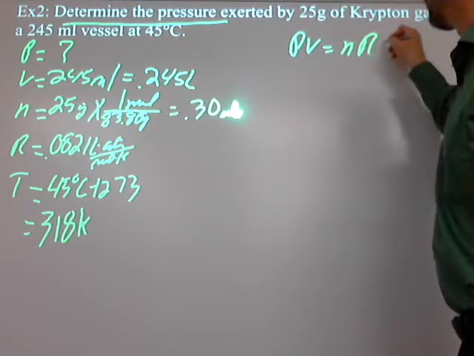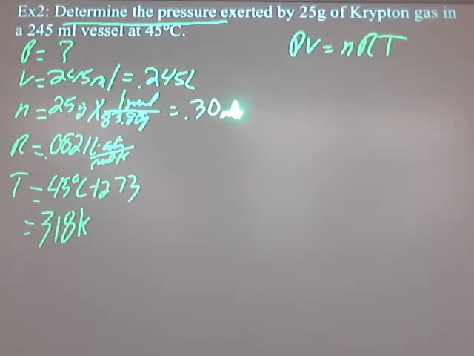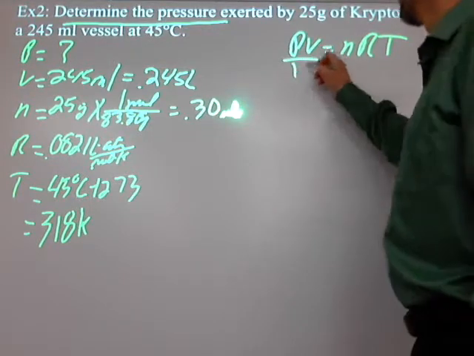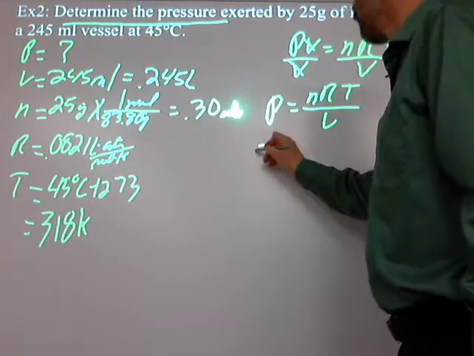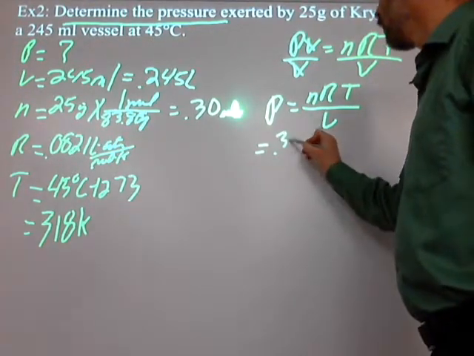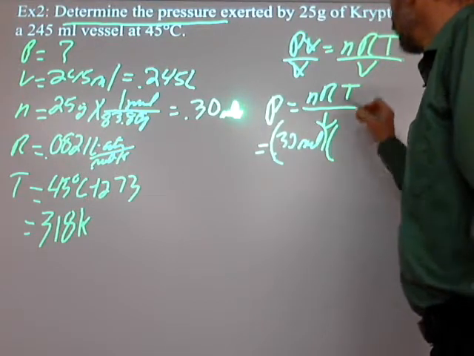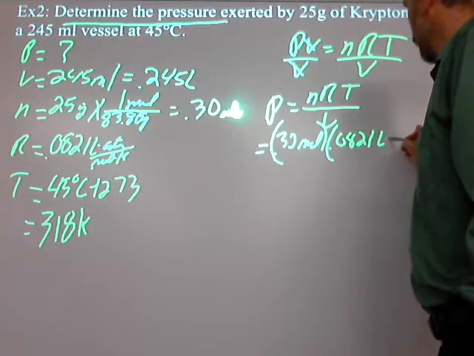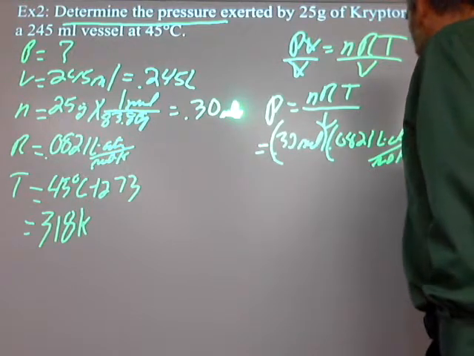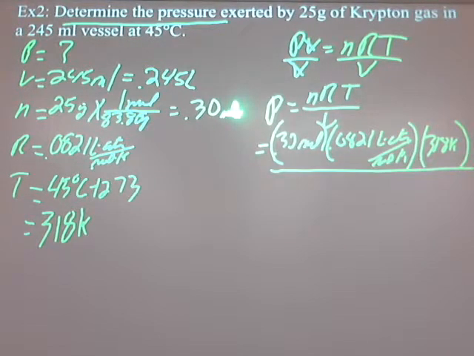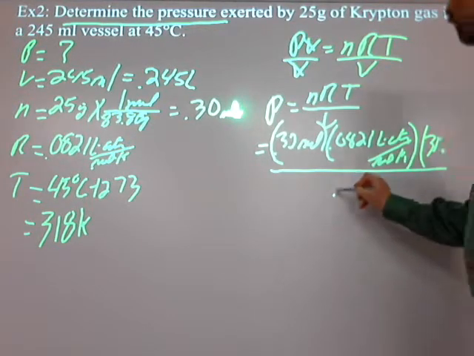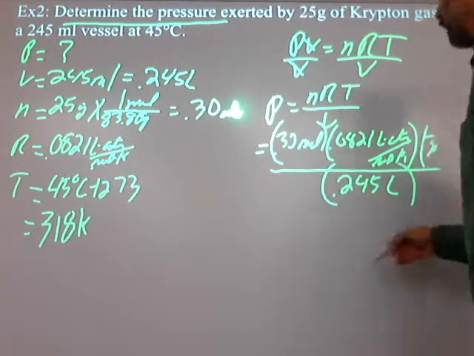PV equals nRT. I'm solving for P, so it's even easier to rearrange. I just have to divide both sides by V. So P equals nRT over V, which equals 0.30 moles times 0.0821 liter atmospheres per mole Kelvin times 318 Kelvin over V, which is 0.245 liters.